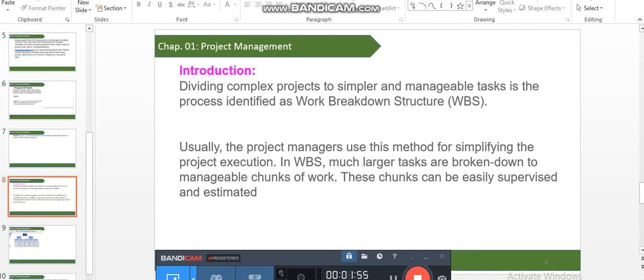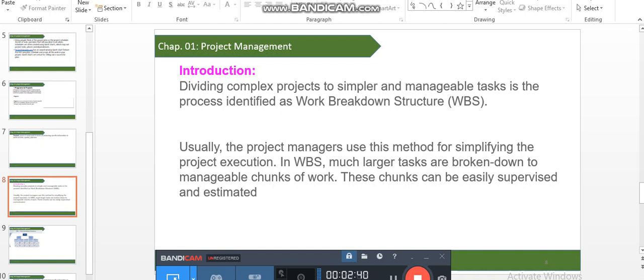Create WBS. For the WBS we have input, tools and techniques, and output. In input we have the project scope statement; second, requirements documentation; and third, organizational process assets. In tools and techniques we have decomposition. In the output we have the WBS, WBS dictionary, scope baseline, and project documents update.